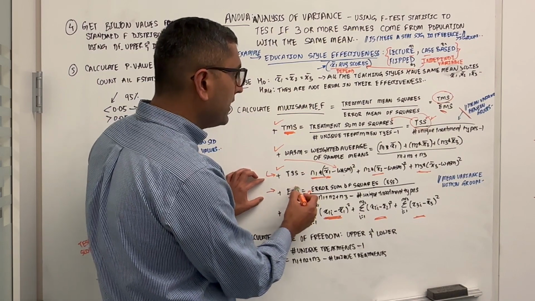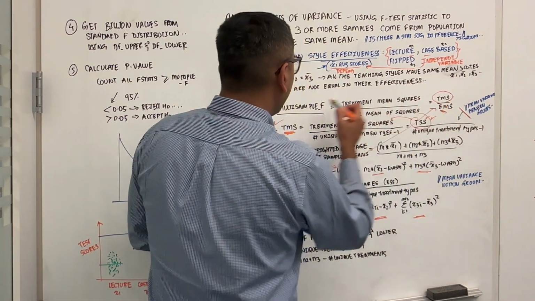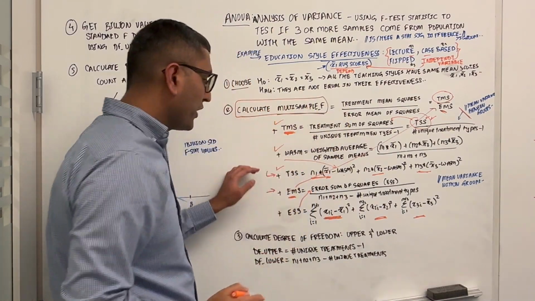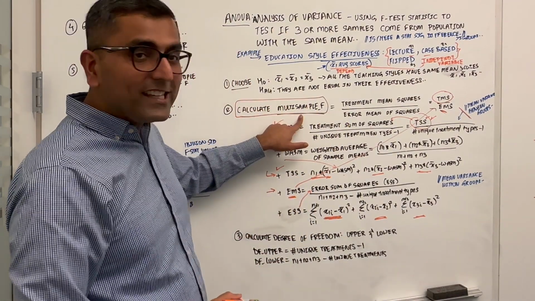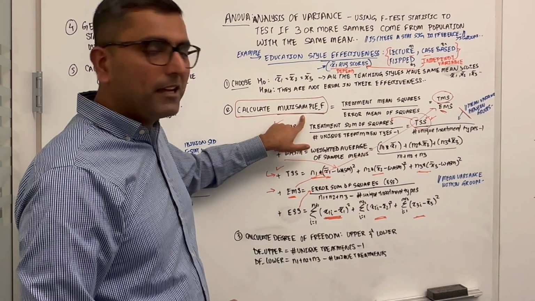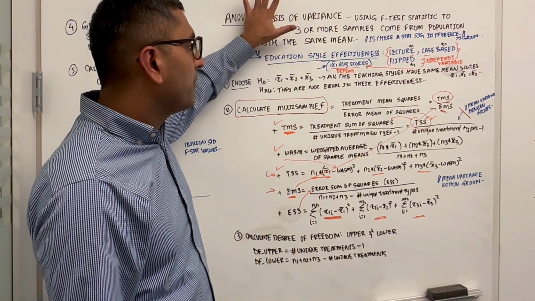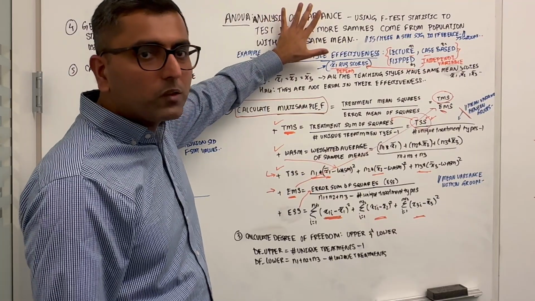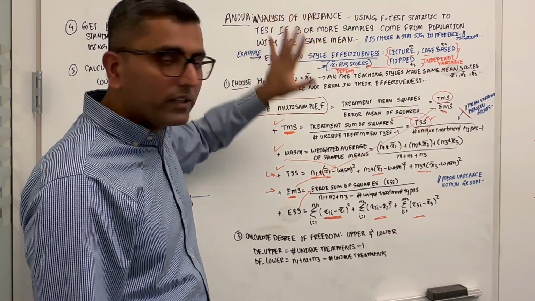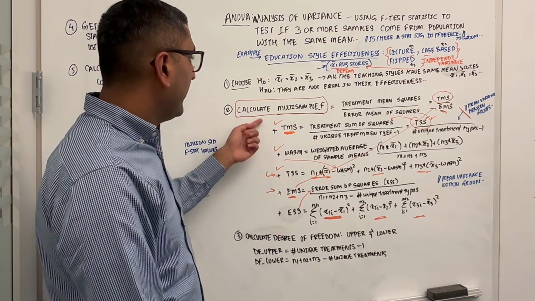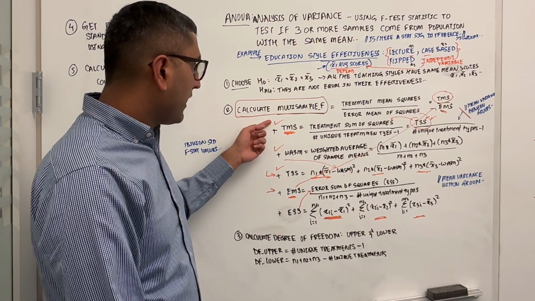You substitute EMS here, you get the multiple sample F. Once we do all of this, this is the key. If we get the multiple sample F, that's it. Now we are able to represent both the variation between these groups and the variation within these groups in one number. That's very powerful, and that is this number here.